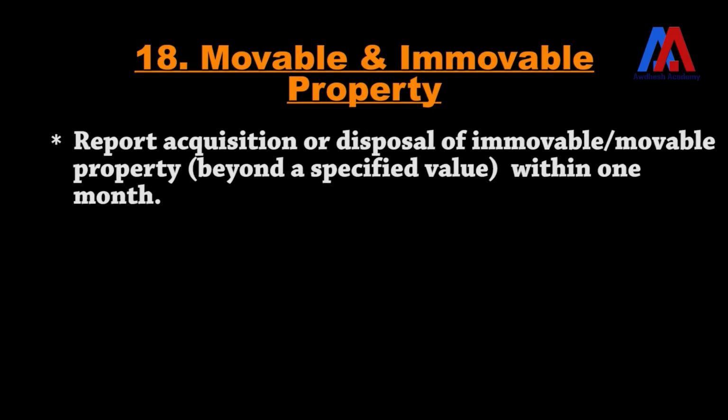The 18th conduct rule deals with movable and immovable property. If you are purchasing any movable or immovable property, you must inform the government if it is beyond a particular limit. In the case of immovable property, all information has to be given. In the case of movable property, a certain exemption limit is there, beyond which you have to inform the government. It says report acquisition and disposal of any immovable or movable property which is beyond a specified limit within 1 month. So you are not prohibited from acquiring or selling property, but you have to inform the government.